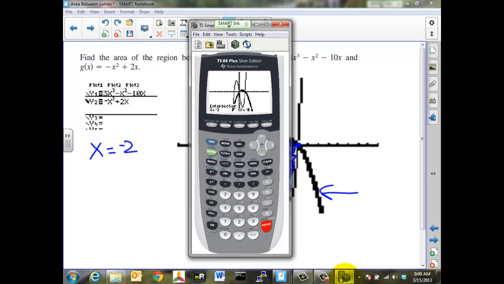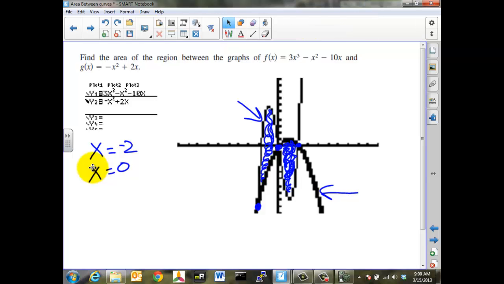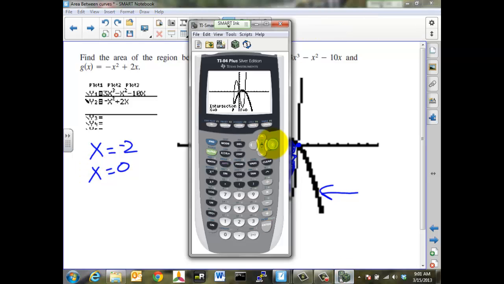We come back to our calculator. Calc, intersection 5. First curve, second curve, enter. We got x equals 0. Second, calc. X equals 2.